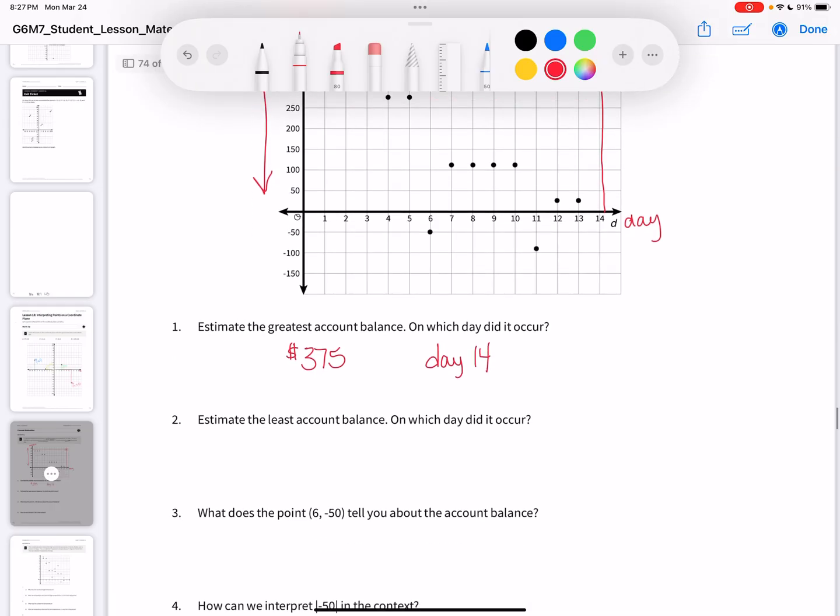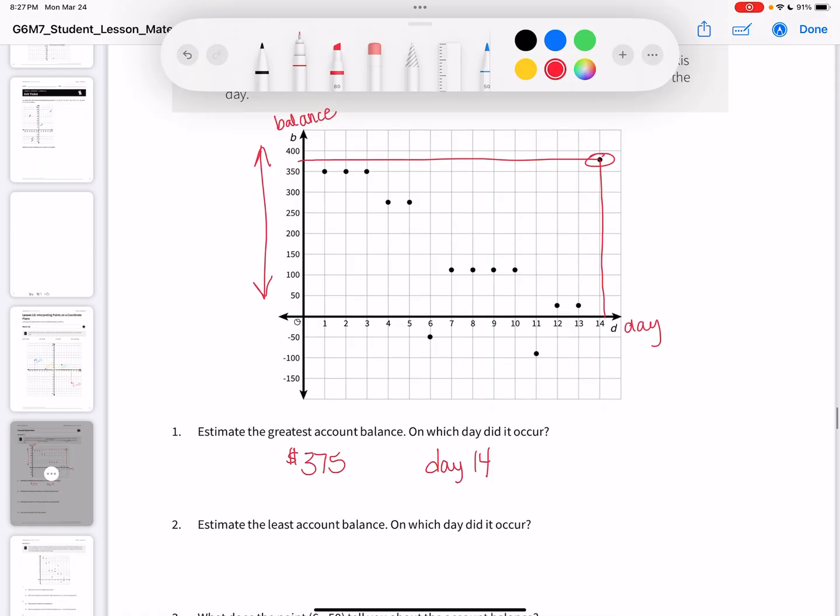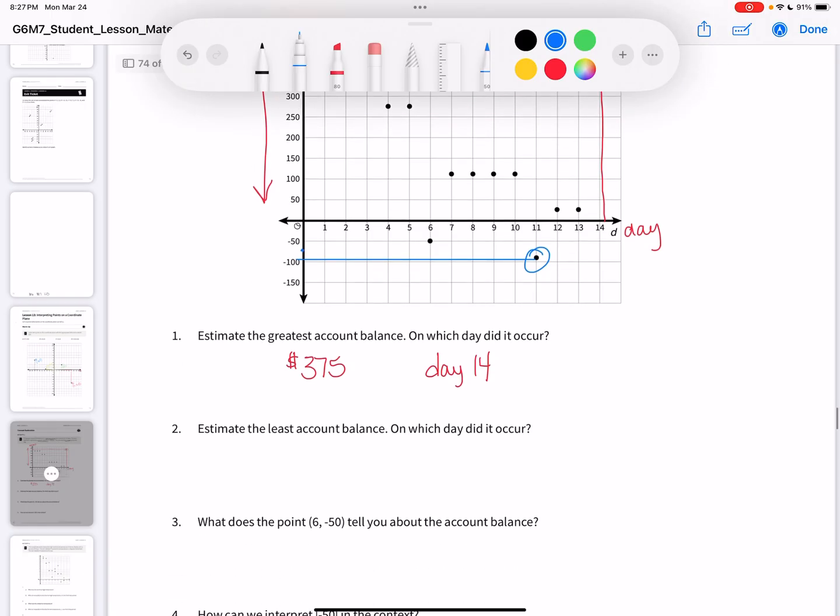Estimate the least account balance. On which day did it occur? All right, so let's look for the lowest dot, which is right here. What's the balance? Well, if that's 50, so this would be 75. I would probably say it's 90. So we'll say negative $90.